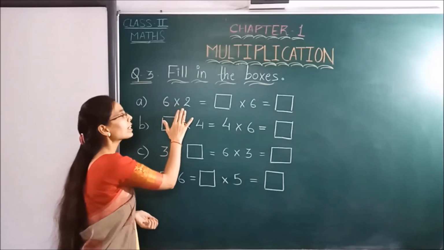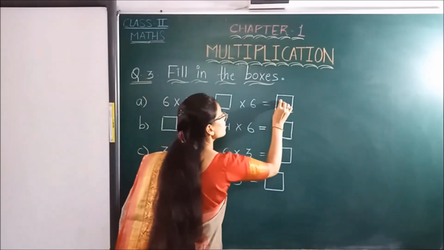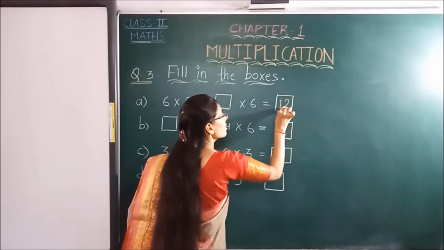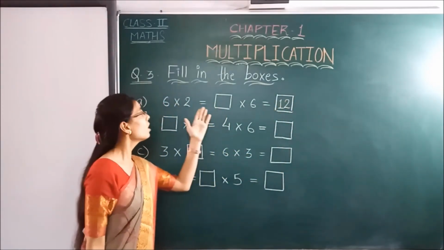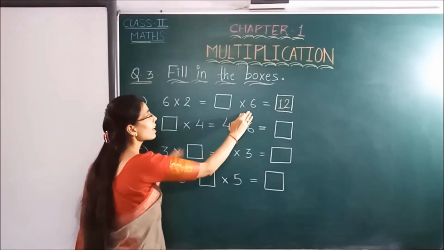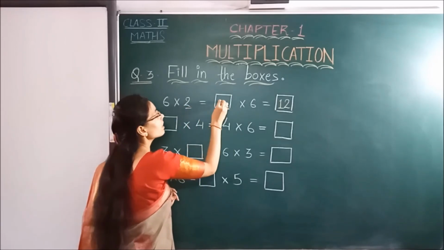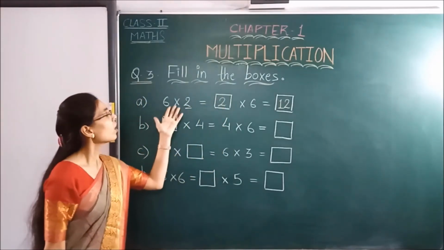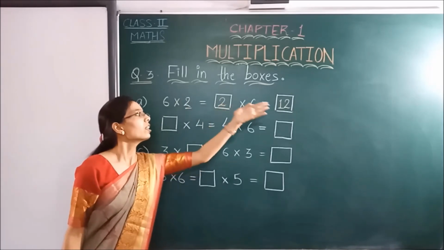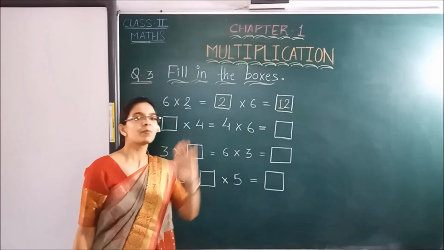Okay, 6 multiplied by 2. 6 twos are 12. So 6 twos are 12. We have to find this missing number. Okay, only order is changed. 6 is already given here. So which number will come in this box? This 2. Only order is changed. The product of the numbers always remains the same.